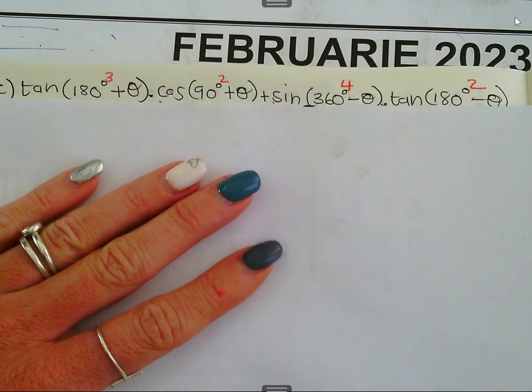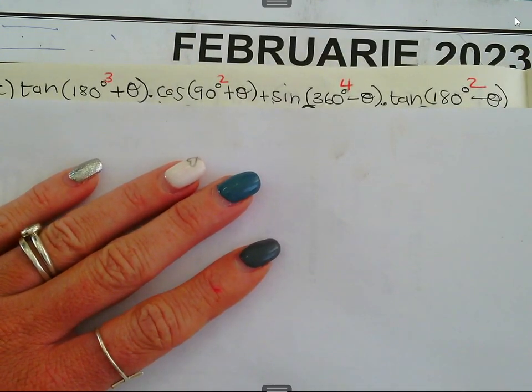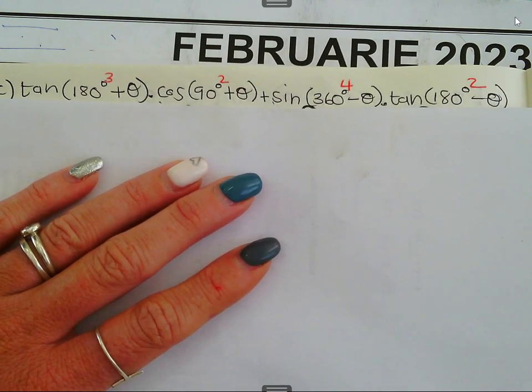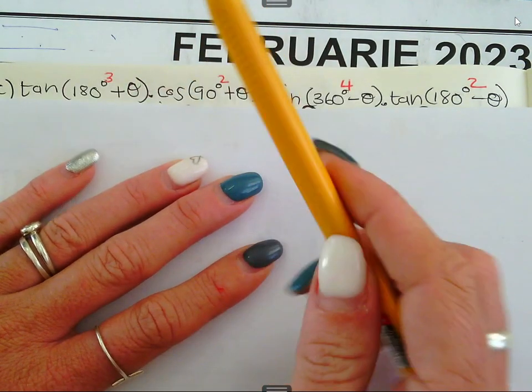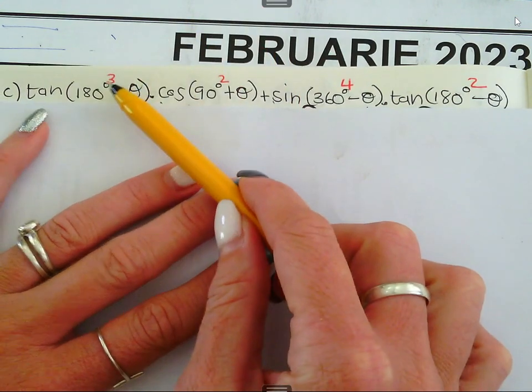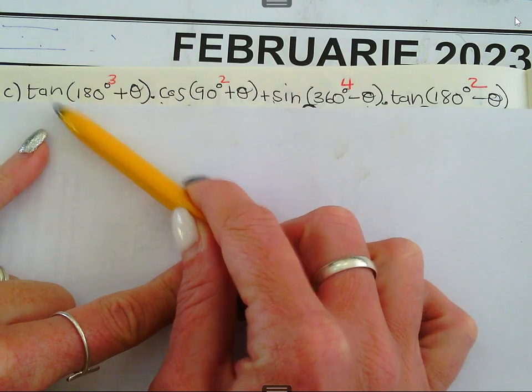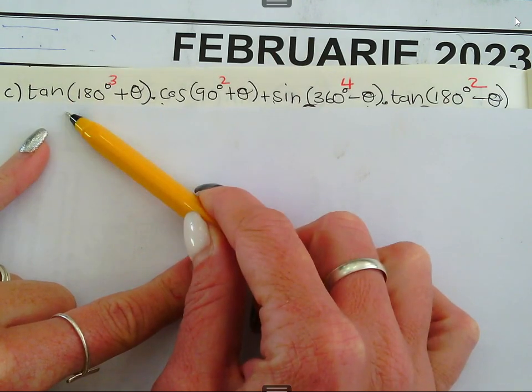Right. You all agree with my quadrants there? 3, 2, 4, 2. Okay. And everyone else who might still have struggled with it or felt unsure: third quadrant, tan is positive and it stays tan.